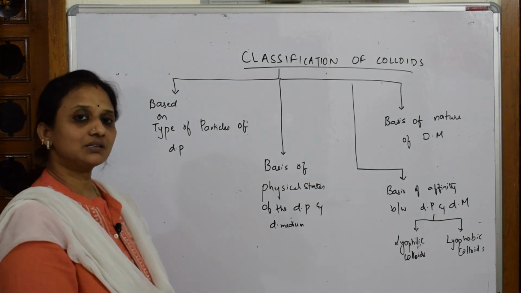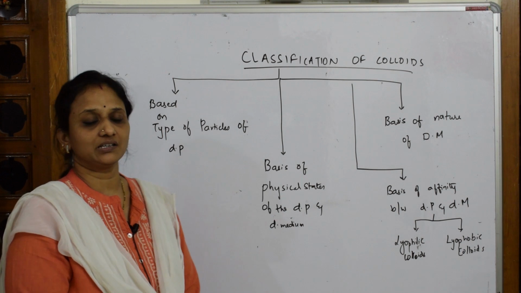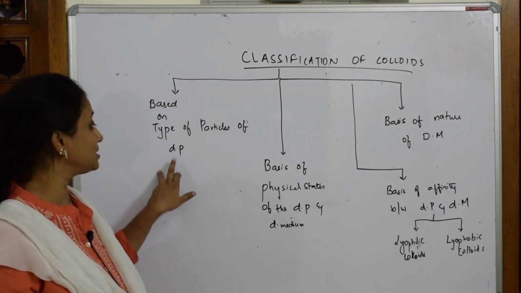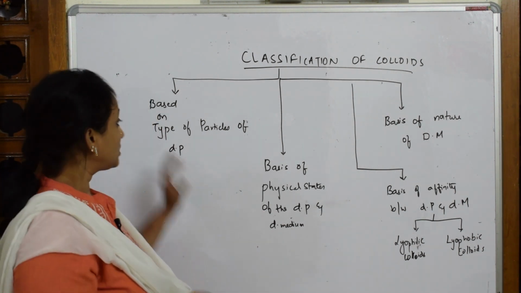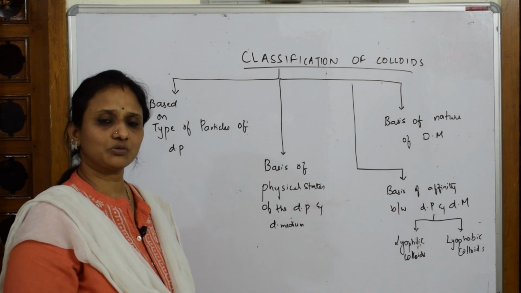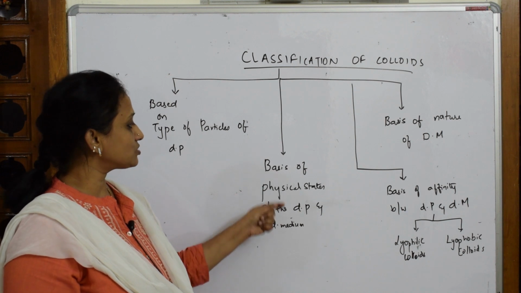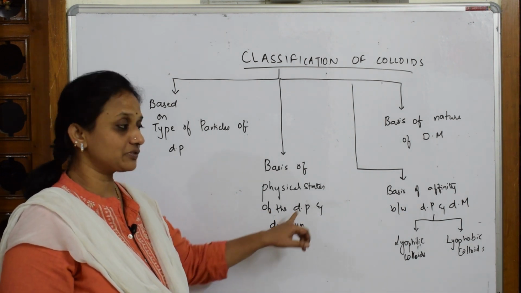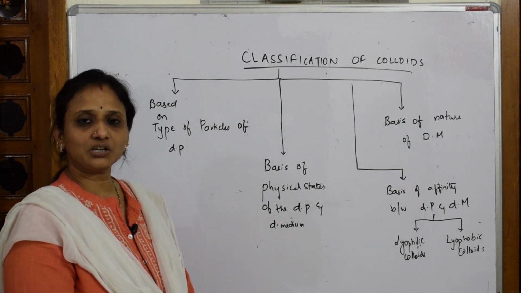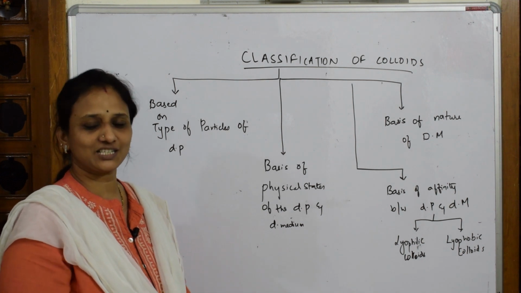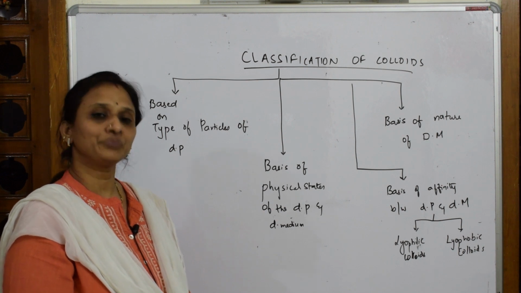For your grade 12, you are supposed to study the classification under 4 different categories. First, classification based on the type of particles of the dispersed phase. These are particles, not the dispersion medium. Here I'll be teaching you about multimolecular colloids, macromolecular colloids, associated colloids, micelles; everything comes under this category. Next would be the basis of physical states of the dispersed phase and dispersion medium. Here I'll be teaching you about aerosols, hydrosols, all types of sols, aquasols, just like hydrosols. Everything I'll teach with examples. A tabular column is also given.